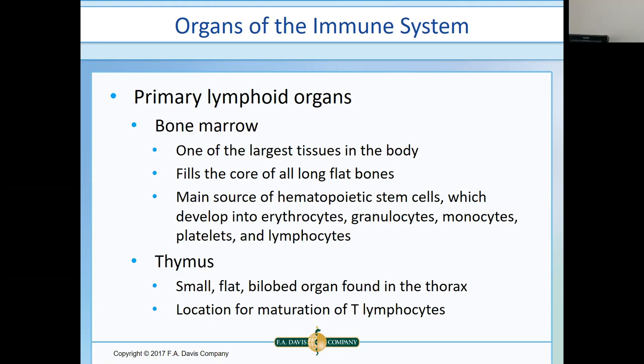So hematopoietic stem cells are there. They develop the erythrocytes, the red blood cells, the granulocytes, the white blood cells, the monocytes, the white blood cells, platelets, megakaryocytes, lymphocytes, more white blood cells, all come from bone marrow.